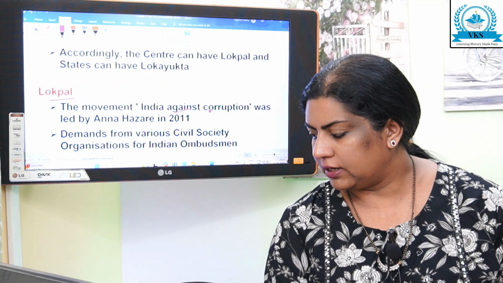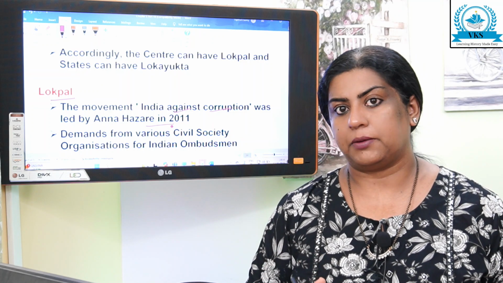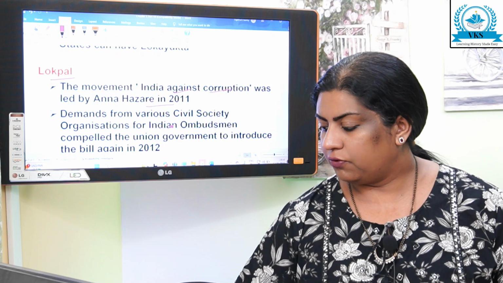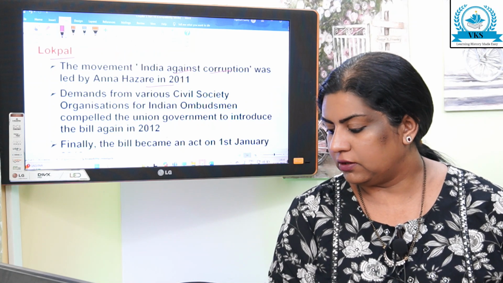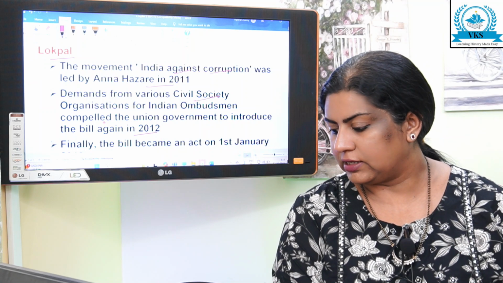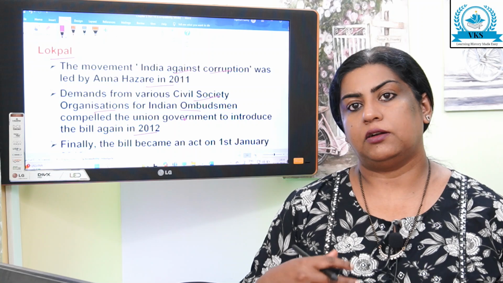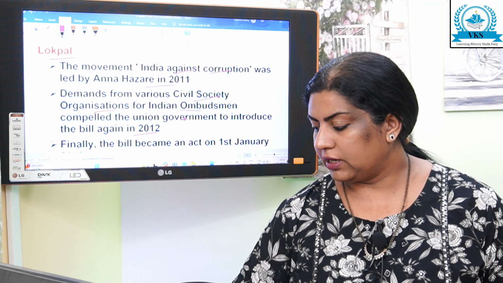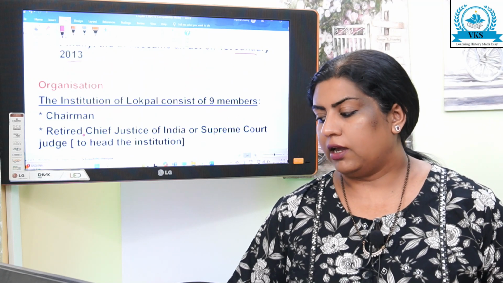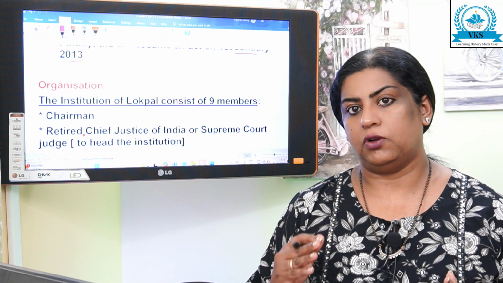The movement India Against Corruption was led by Anna Hazare in 2011. There were a lot of demands from civil society organizations for an Indian ombudsman. That compelled the union government to introduce a bill again in 2012. Finally, this bill became an act on 1st January 2013. Accordingly, when the bill became an act, an organization called Lokpal originated.